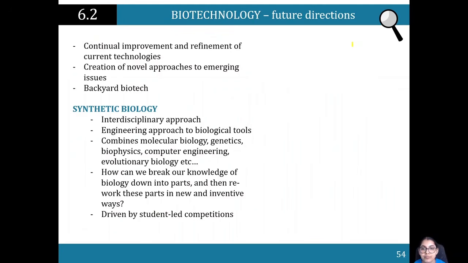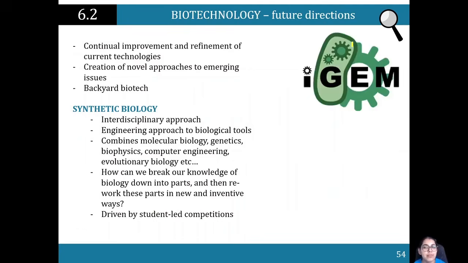So, future directions of biotech. There is continual improvement and refinement of current technologies, and creation of novel approaches to emerging issues. And there's that growing use of backyard biotech, of people experimenting.